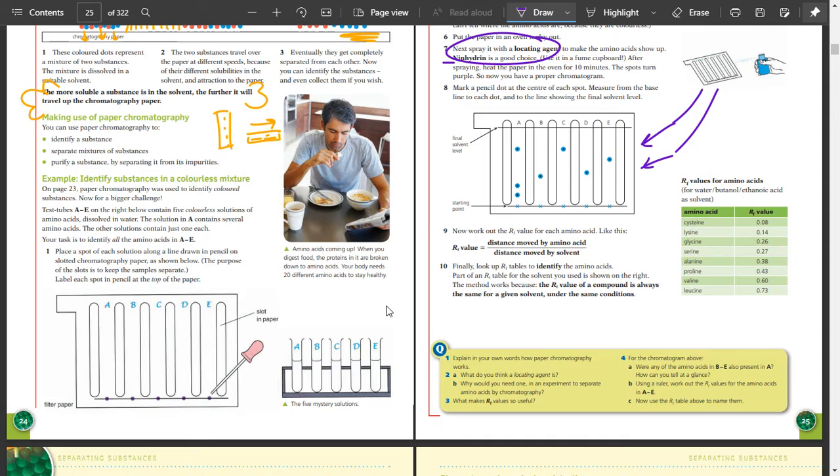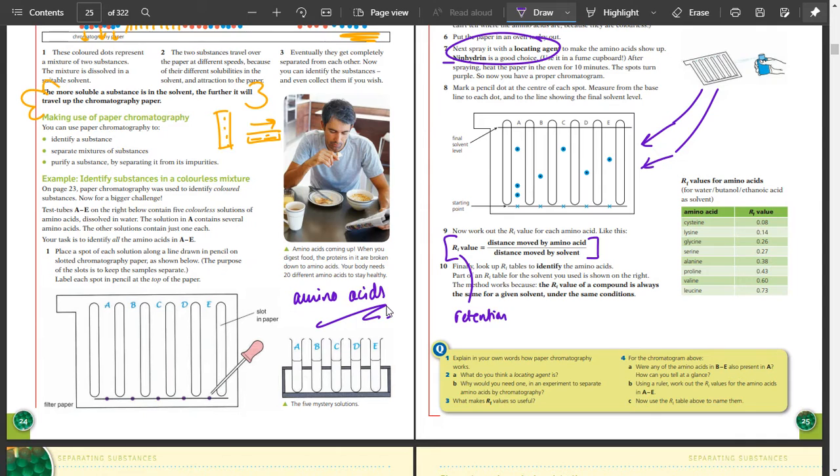The other way in which you can actually do it is you can avoid spraying the substances on your chromatogram. You can actually put them under UV light and see if any of the substances actually glow in ultraviolet light, and if they do, that's what we call fluoresce. So you can actually run chromatography on invisible substances, and a great example of invisible substances that you do chromatography on is amino acids.